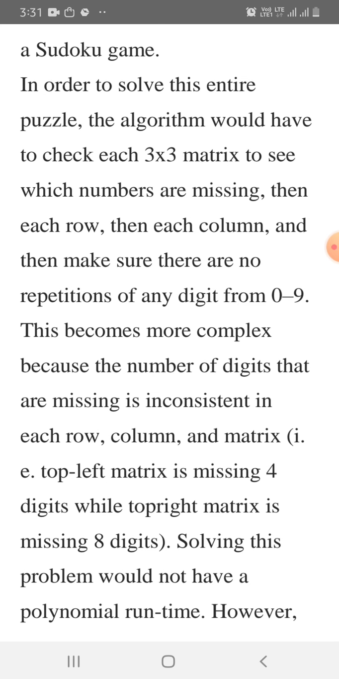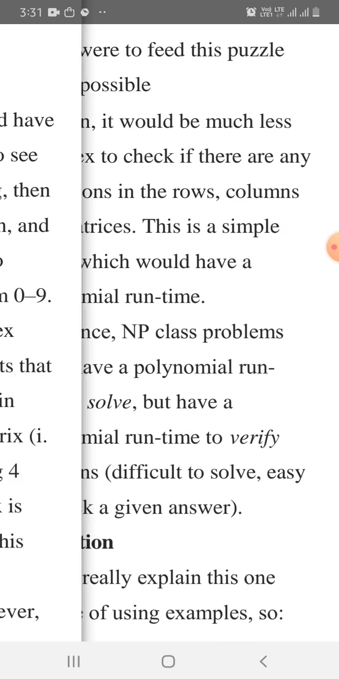This becomes more complex because the number of digits that are missing is inconsistent in each row, column and matrix, that is, the top left matrix is missing 4 digits while the top right matrix is missing 8 digits. Solving this problem would not have a polynomial runtime.